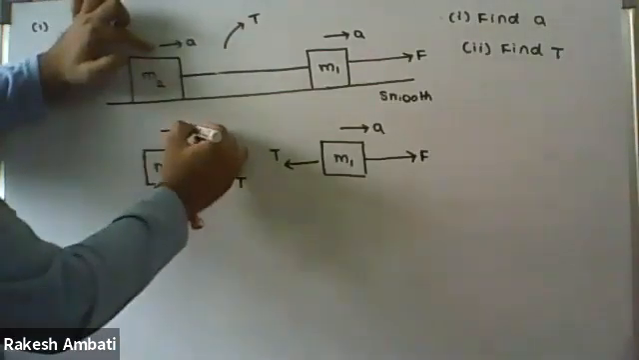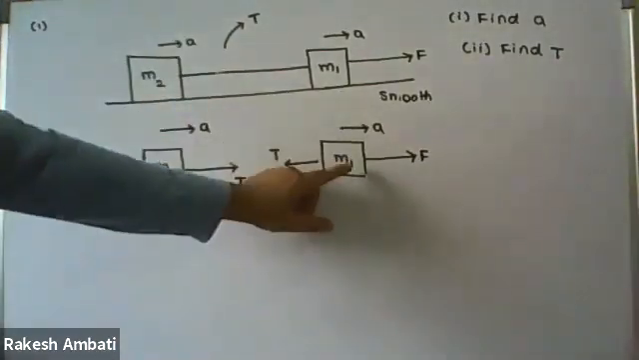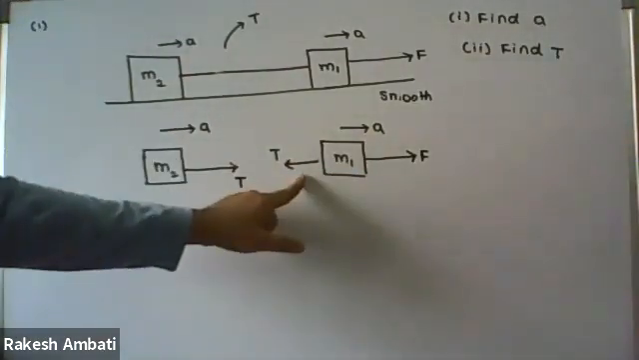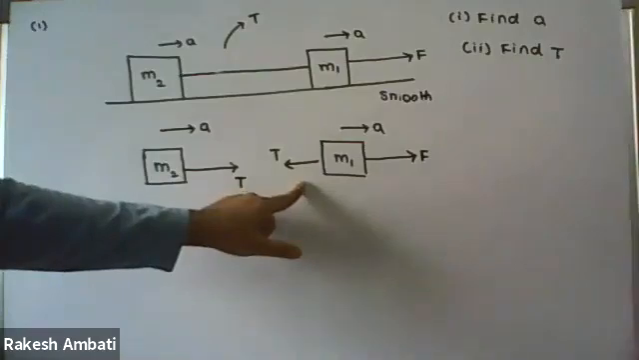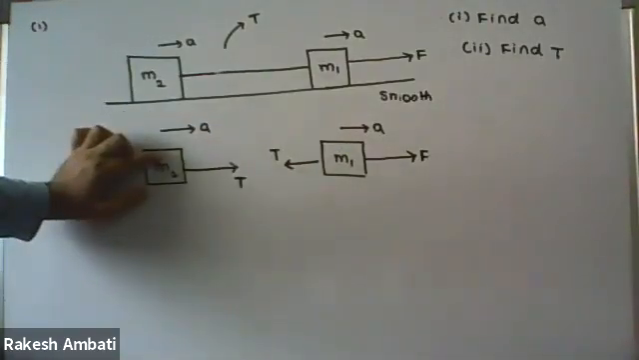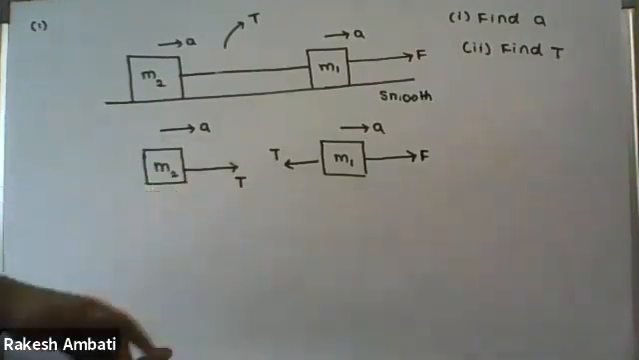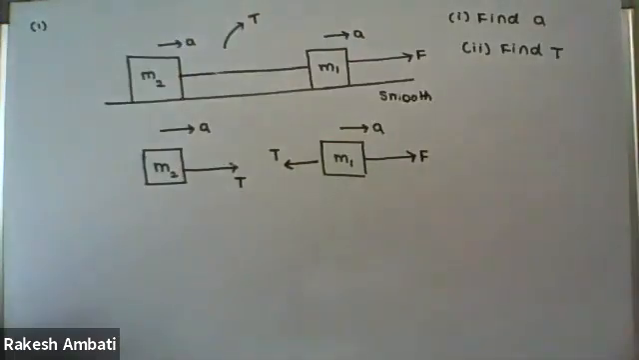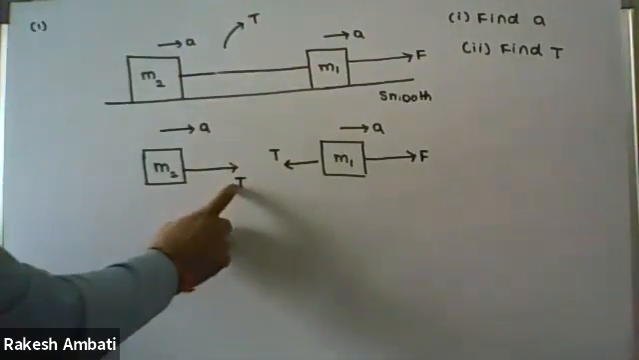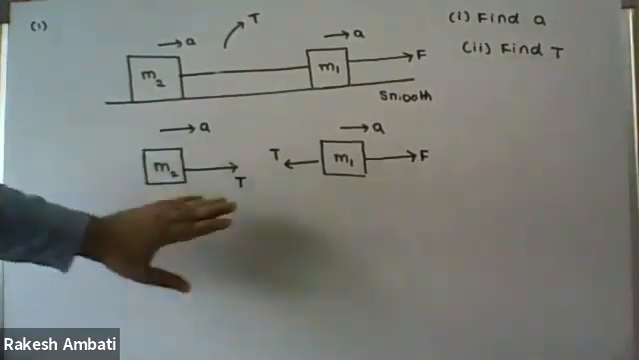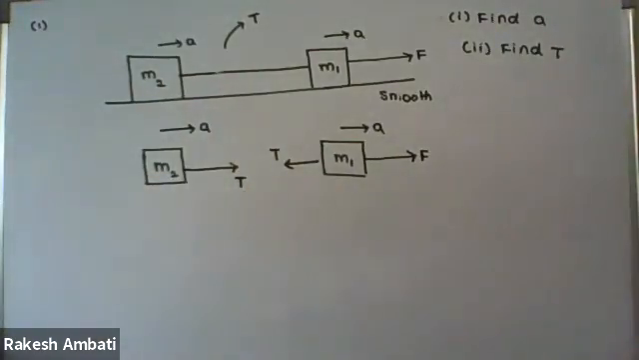EA. That means on M1, how many driving forces are acting? F and T, 2. These two are the driving forces and the resultant motion EA. On M2, how many driving forces? Only one. Because of this driving force, the object M2 is in motion. Is it clear? Both FBDs. Yes, sir.